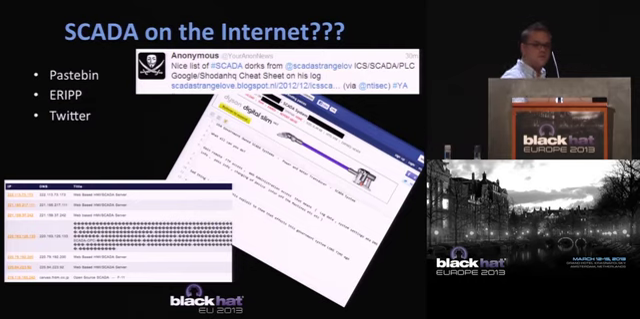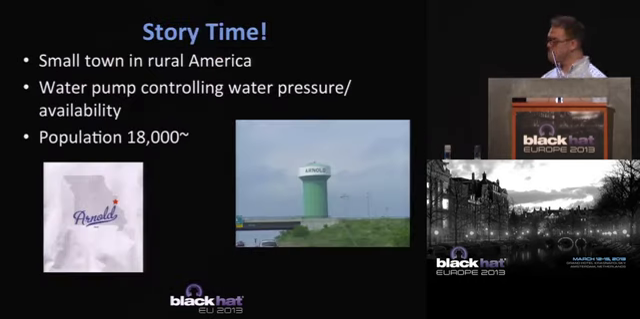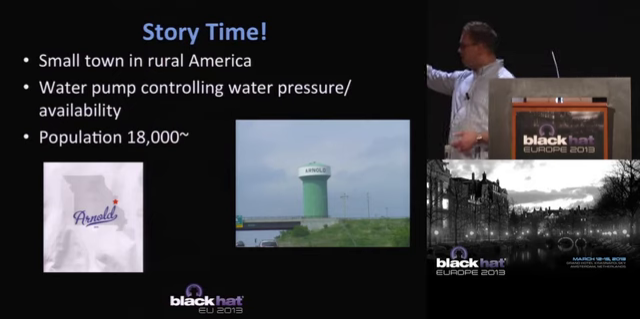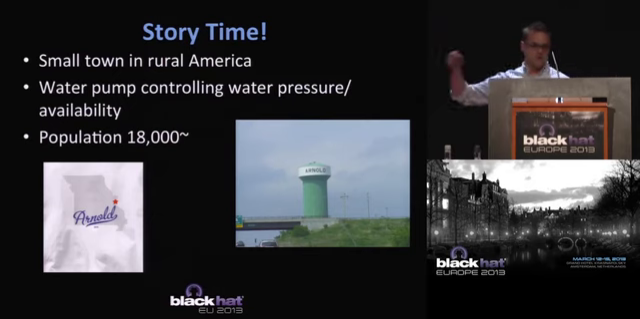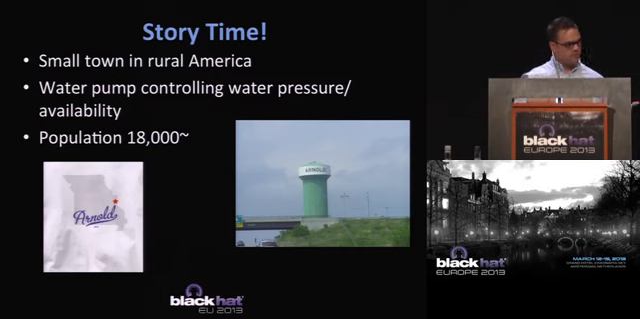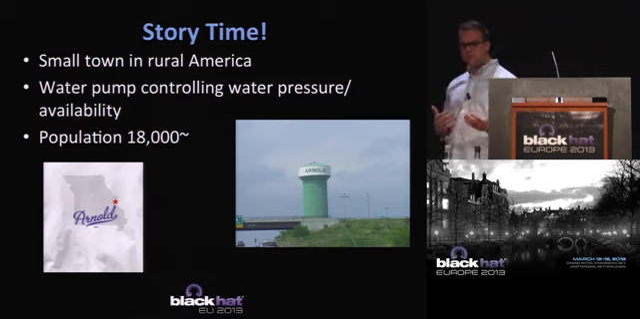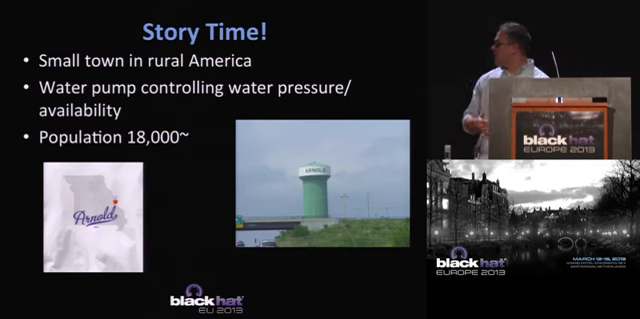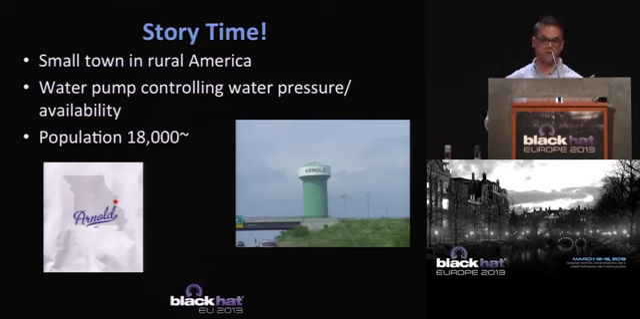The goal is now to discuss the actual story itself. The story is about a small town in rural America. I actually took that photo as I was driving on the highway. It's a water pump controlling water pressure and availability in this small town. It's about 18,000 people roughly, give or take. And that water tower itself is what actually controls the water pressure, the water availability for that town, that pump itself.